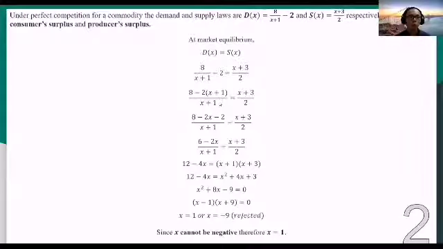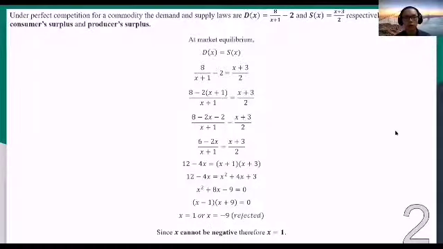Since we need to let the denominator be the same, so we times x plus 1 inside. And then we will get 6 minus 2x over x plus 1 equal to x plus 3 over 2. And then we cross multiply. We will get 12 minus 4x equal to x plus 1 times x plus 3. Then we will get x squared plus 8x minus 9 equal to 0. And then we will get x equal to 1 and x equal to negative 9. Since x cannot be negative, therefore x equal to 1.